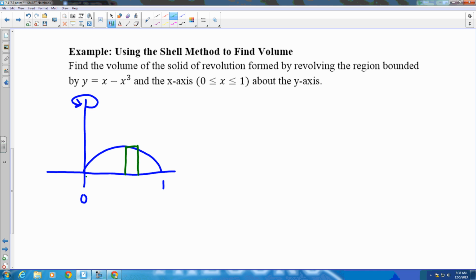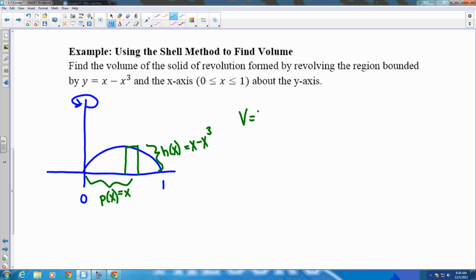So p of x is going to be the distance that it takes to get to your rectangle. In this case, you could draw a rectangle anywhere, and the distance away would be x. And the height, h of x, at any point is your function, x minus x cubed. That's generally the way it's going to go. The distance to get to your rectangle is generally going to be your variable, x or y, unless you're revolving it around something other than an axis.